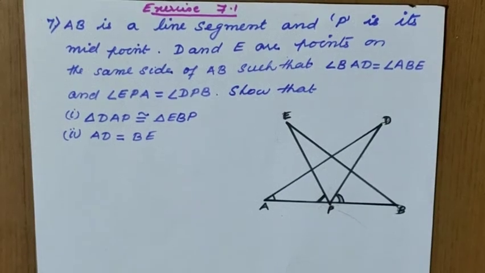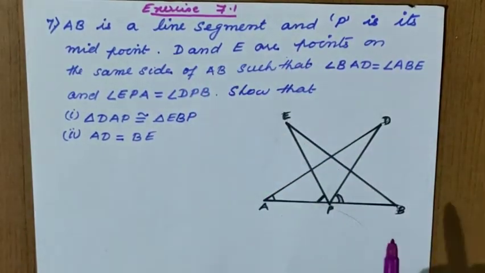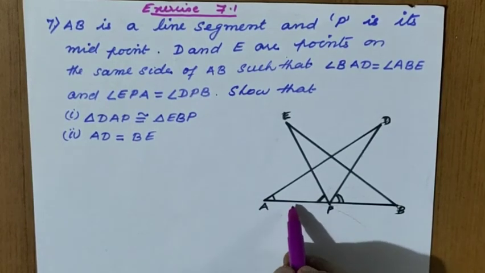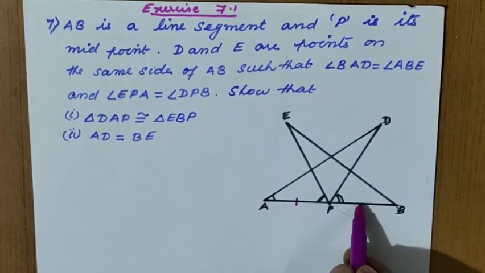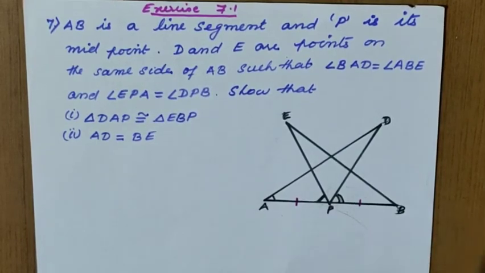Morning children, same chapter, triangles with exercise 7.1, question number 7. AB is a line segment and P is its midpoint. So AB is a line segment, P is a midpoint, means we can write AP equal to BP, right? AP, P is the midpoint there, AP equal to BP.